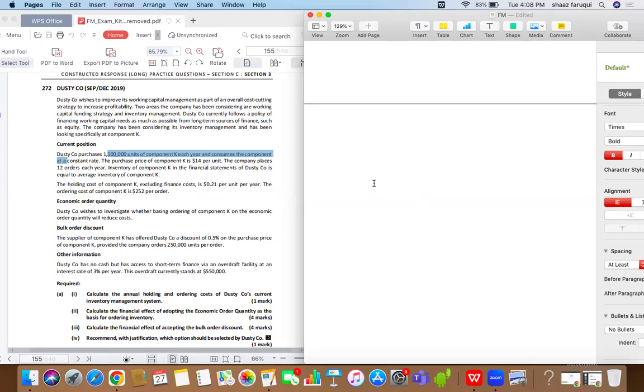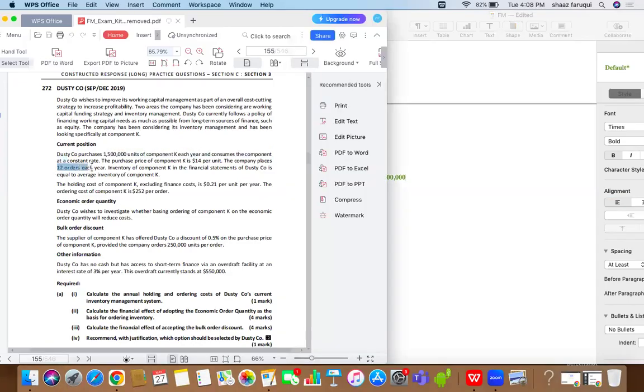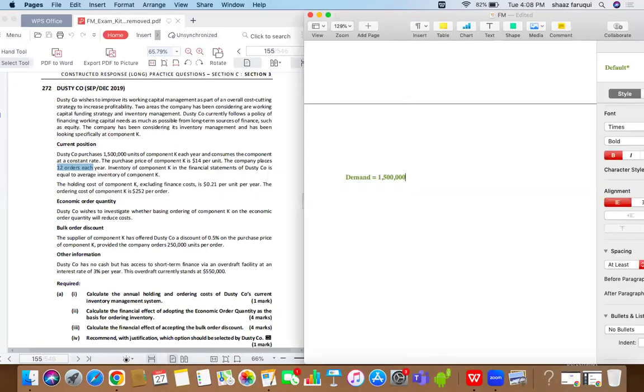We were looking at what? We were looking at the order side, the number of quantities ordered, or the demand is how much. The demand is 1,500,000. At a time you are ordering, how many you need to figure out. How will you figure that out? In a year, you are placing 12 orders. So number of orders is 12, right?